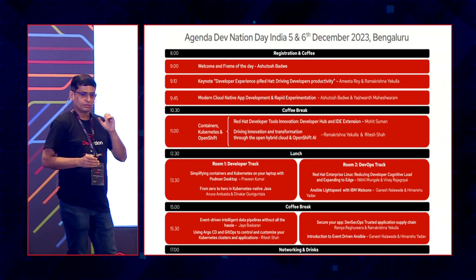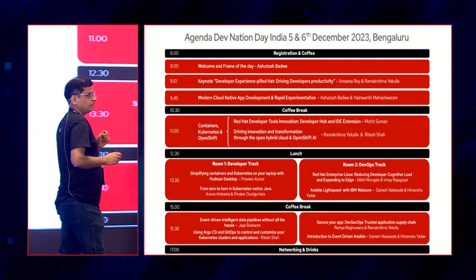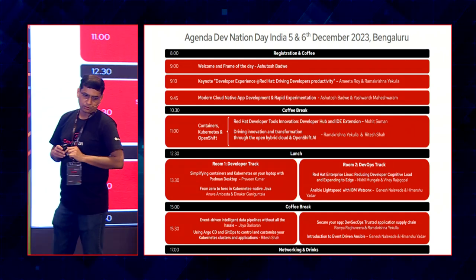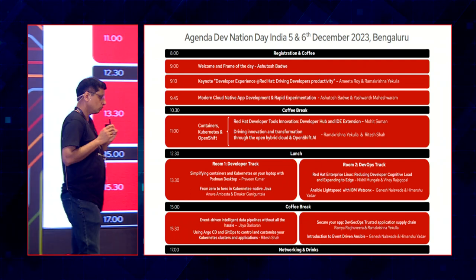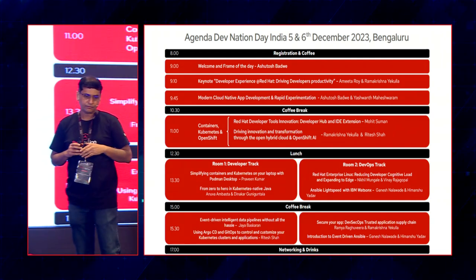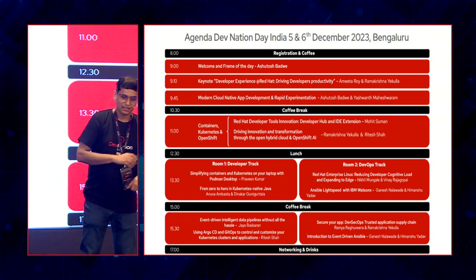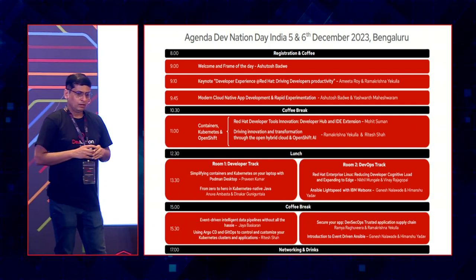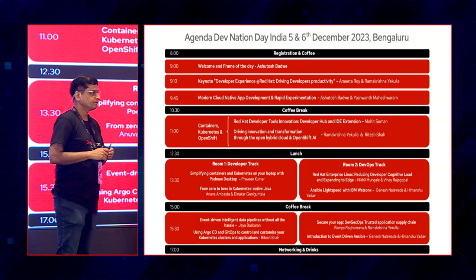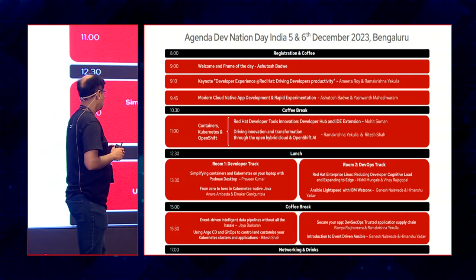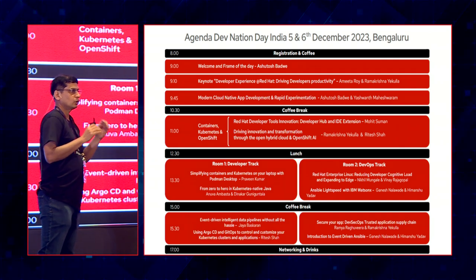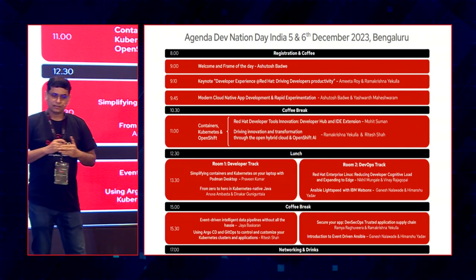After that, we have two deep dive tracks. There's a developer track, which will first start with how you can do containerization, Kubernetes development on your local laptop with tools like Podman Desktop. Then we'll look at how to do advanced Kube-native development with new frameworks like Quarkus. We'll end the dev track with the two deep dives. One is about intelligent data pipelines using technologies like Apache Kafka. And then we'll end the day showing you how you can utilize Argo CD and GitOps for customizing your Kube clusters and applications.